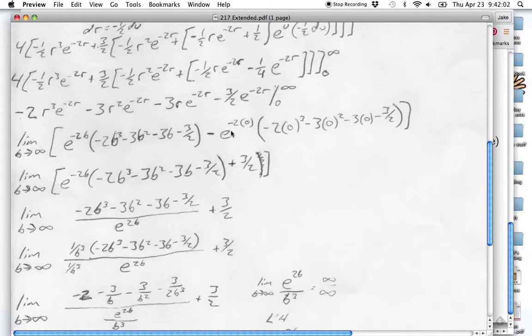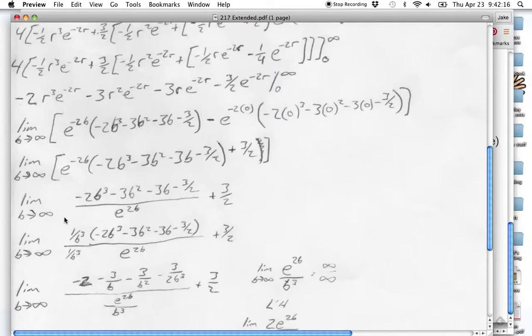Remember that this e has already been dealt with, so it's not part of that. That's why I accidentally put parentheses around this, but those are scribbled out. Okay, so now I have this situation here. Now what I did in the next step is just deal with this negative exponent by bringing the e to the negative 2b to the denominator, making it e to the positive 2b.